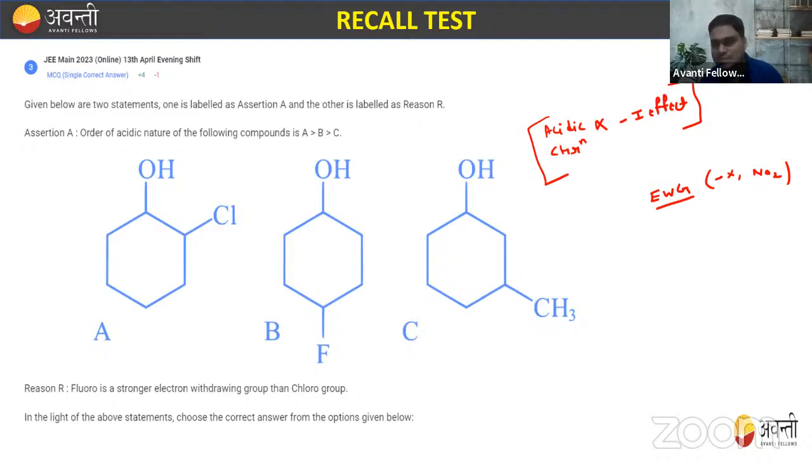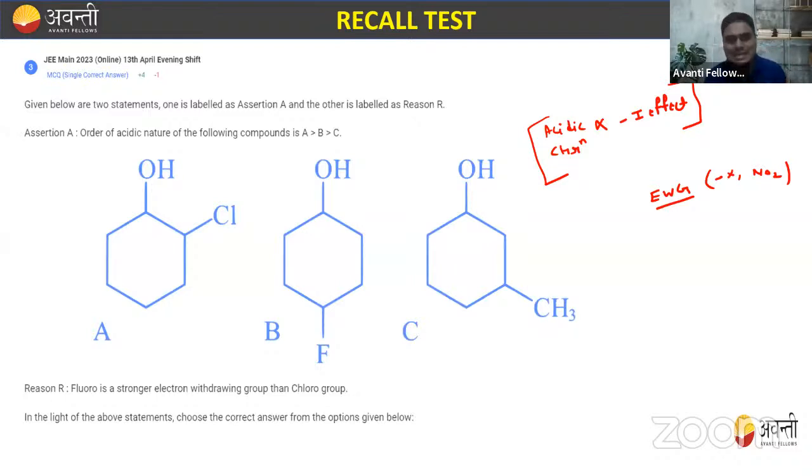Can anyone? JNB Ahmedabad, JNB Ahmednagar. Anyone wants to say anything about this? Yeah, JNB Rajkot also joined. Yes, guys, please join quickly so that we cover all these things. Yes, JNB Ahmedabad, JNB Ahmednagar, JNB Rajkot, they are all joining.